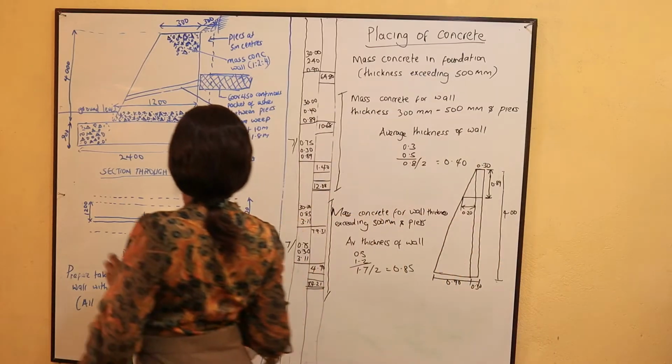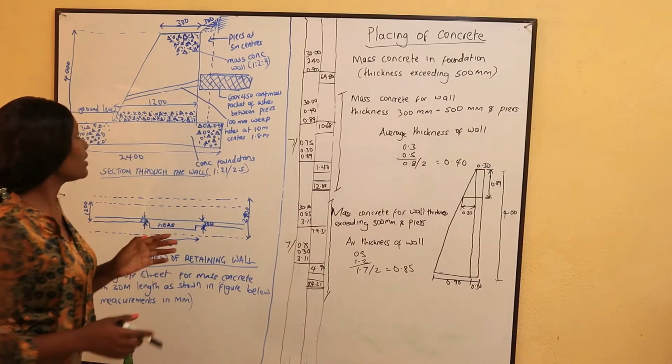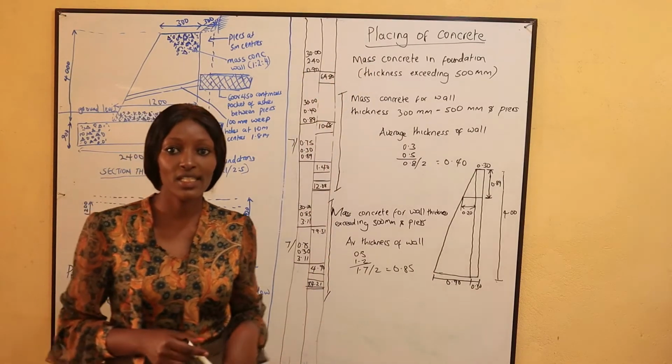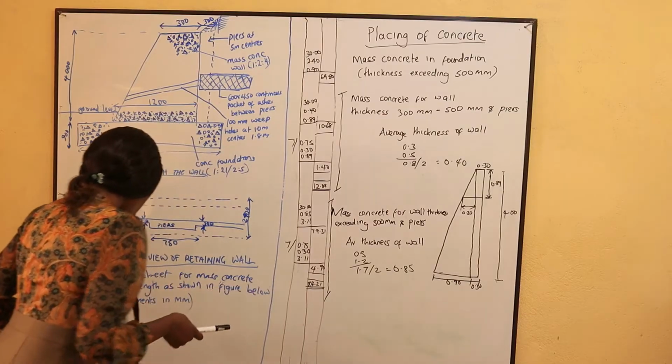The next step in retaining wall, it's placing of concrete. We have already done the mass concrete. Now we shall do the placing of concrete.